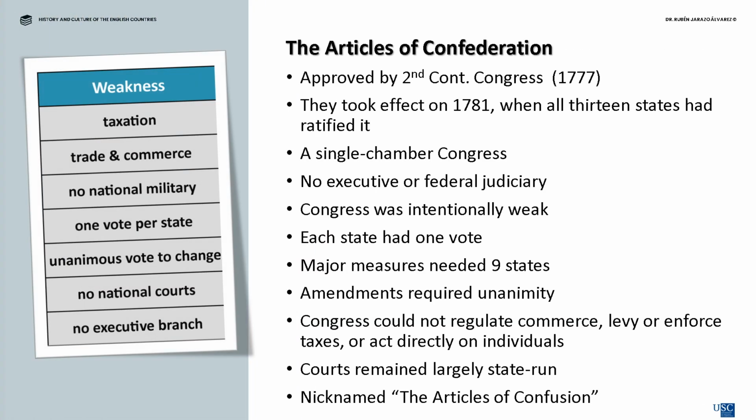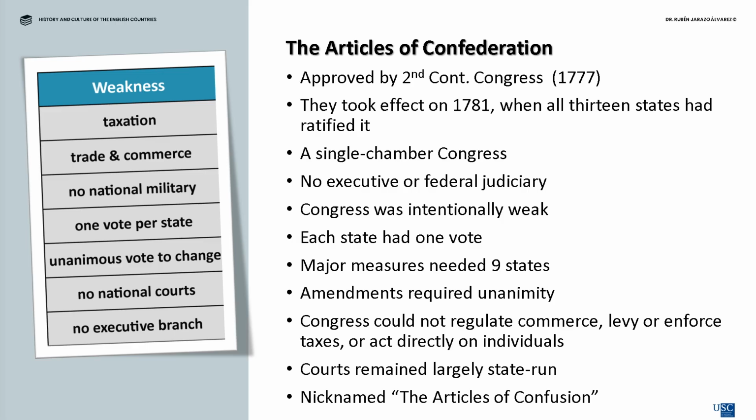The Second Continental Congress approved the Articles of Confederation and Perpetual Union on November 15, 1777, sending them to the states. They took effect on March 1, 1781, when all 13 states had ratified. The Articles created a loose league of sovereign states with a single-chamber Congress and no executive or federal judiciary.